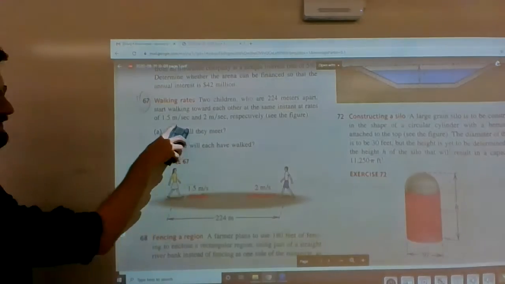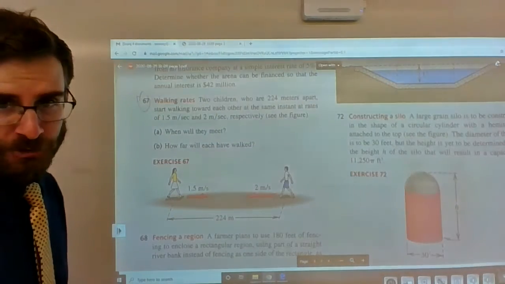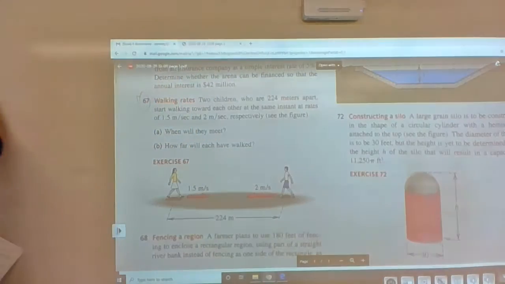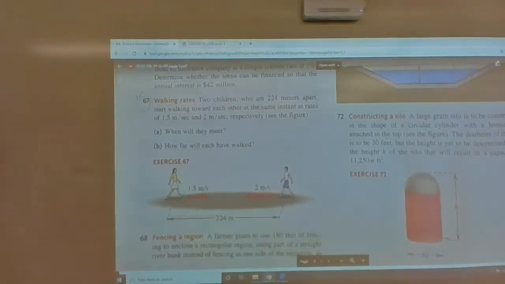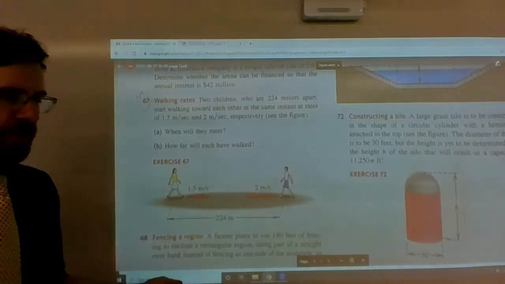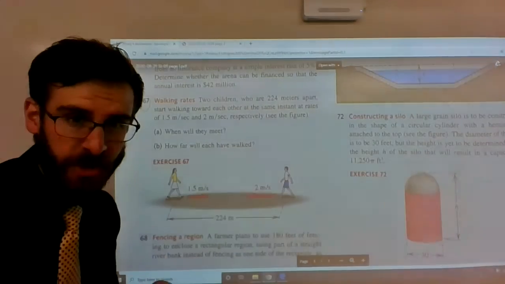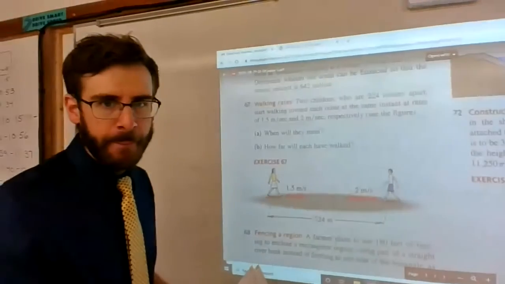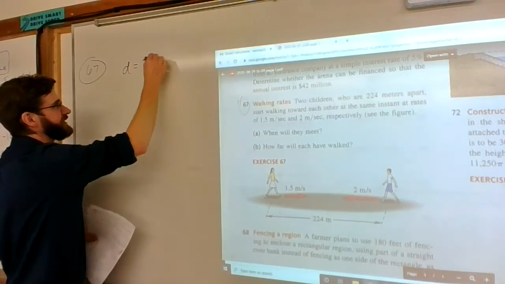Let's just say that these are average rates, because not many people walk exactly like a metronome and are constantly at 1.5 meters per second. So if you think about the distance formula, and I don't mean the one with the square roots, I'm talking about the physical science type distance formula: distance equals rate times time.